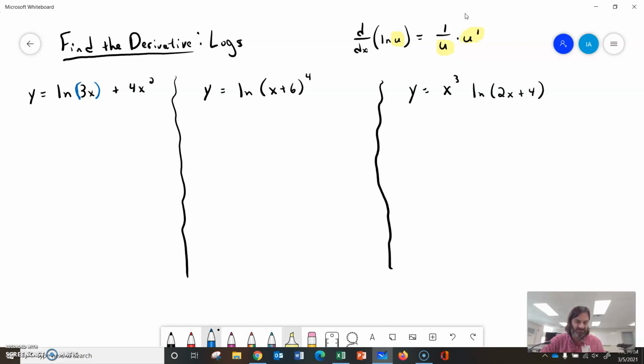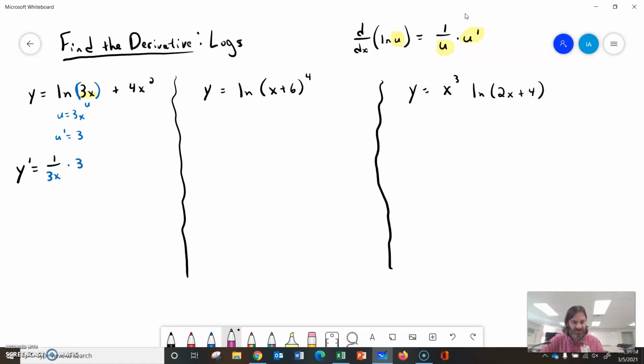So in that case, let's use our chain rule up here. This is not the natural log of x, it's the natural log of some u. That u is going to be 3x. So when we take the natural log of 3x, u is 3x, and u prime will be 3. We've got everything we need to build this derivative because we know how to take the derivative of 4x squared. So y prime will be, the derivative of natural log is 1 over u, so that'll be 1 over u, which is 3x, times the u prime, which is 3.